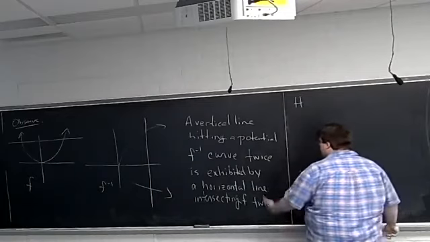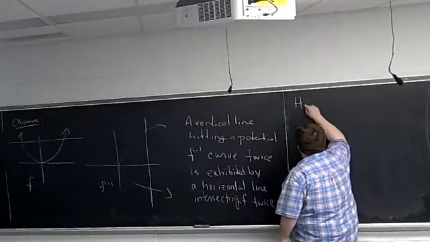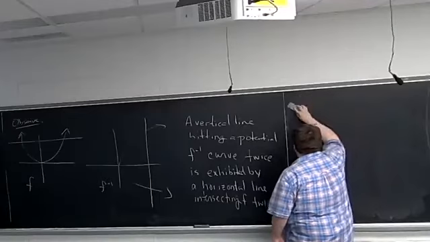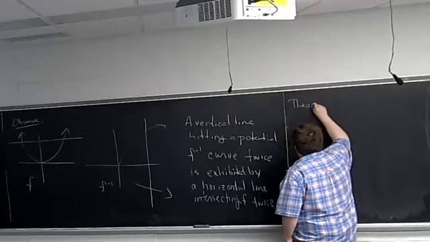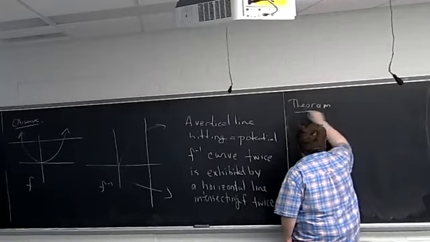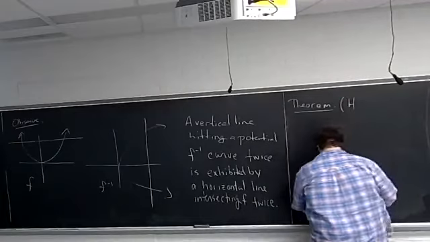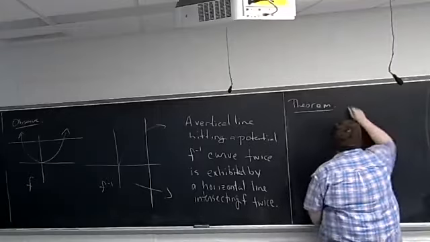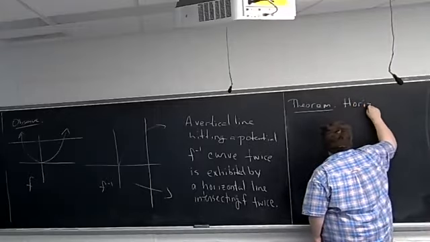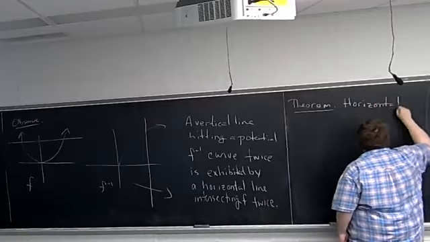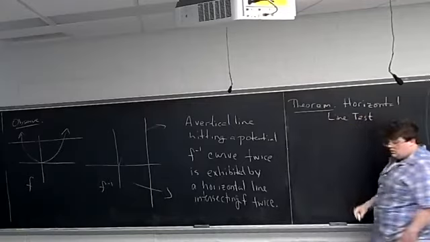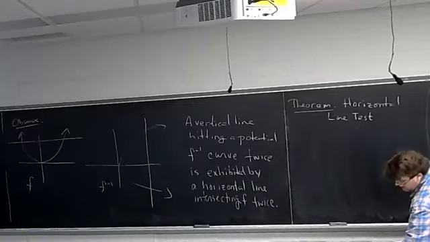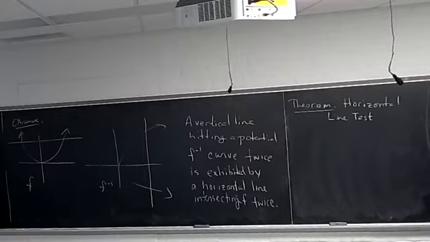And this observation is a theorem. We'll call it the horizontal line test. I think in the first video, I wrote it like this, so I'll write it like this. Theorem, parentheses, horizontal line test. Let's use the phrasing I wrote because I want it to sound the same as the vertical line test.